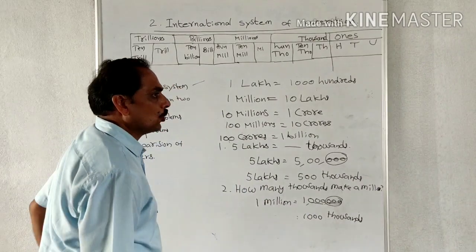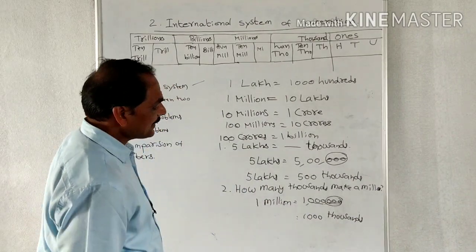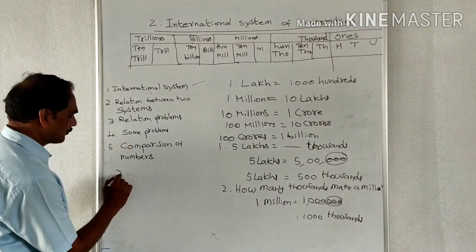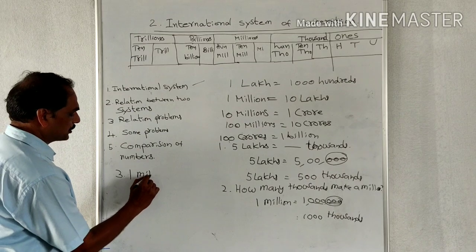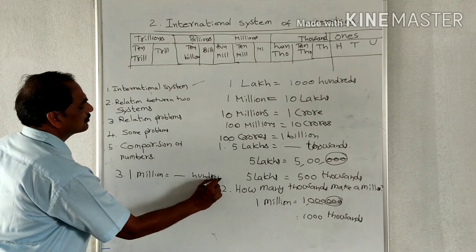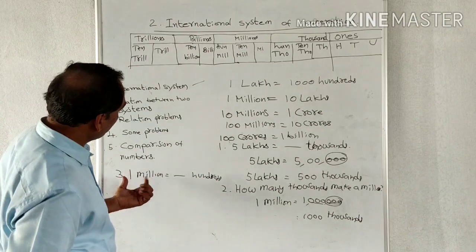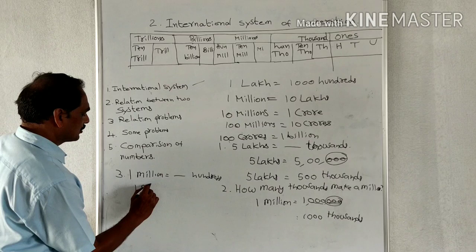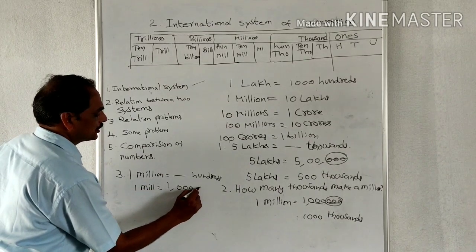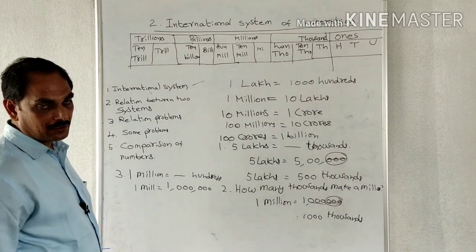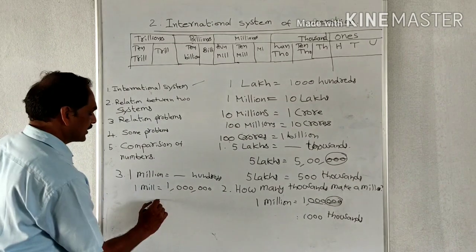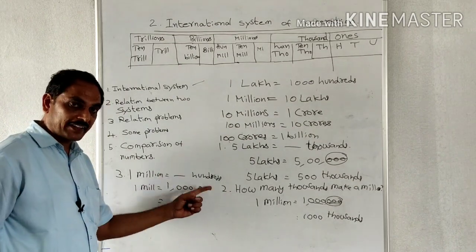Next, 1 million equal to dash hundreds. This is also the same problem. So here also 1 million equals 1 0 0 0 0 0 0. This is 1 million, which has 7 digits, so 1 and 6 zeros. Here we are going to find the number of hundreds.